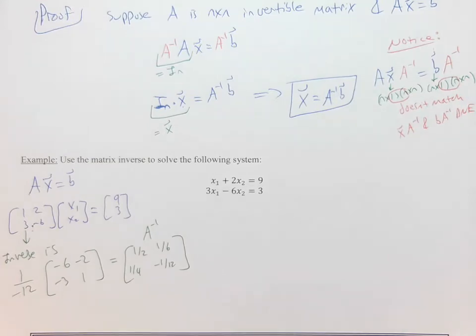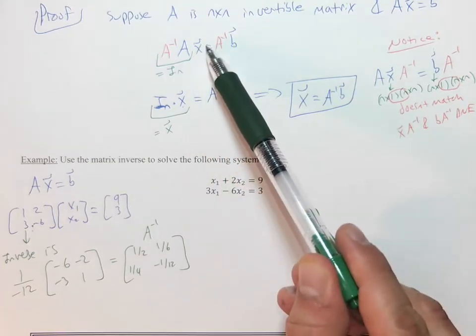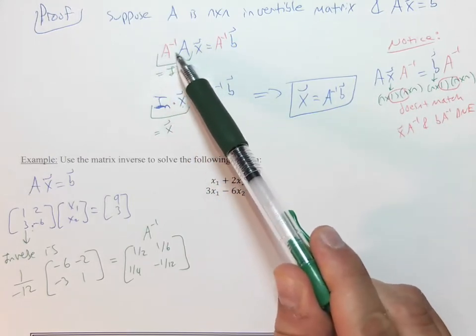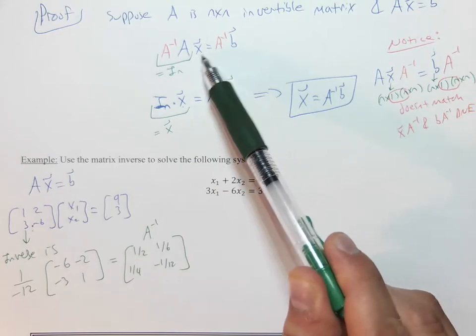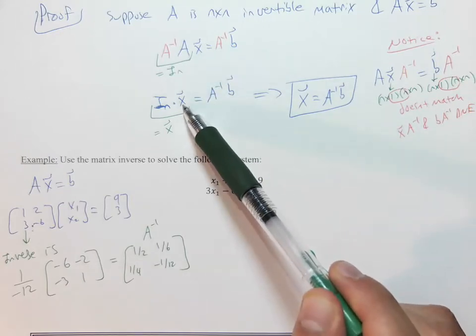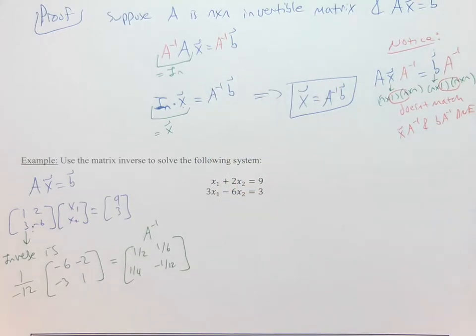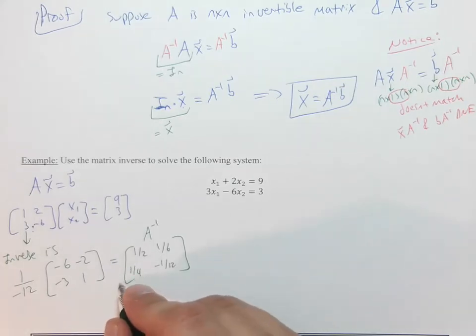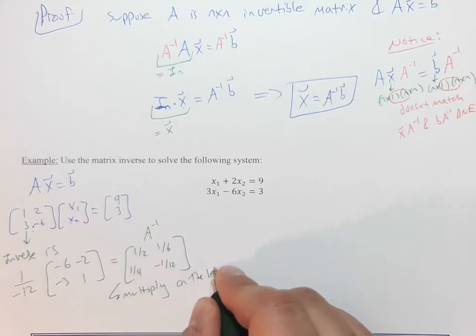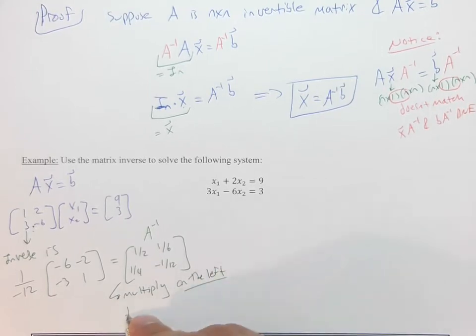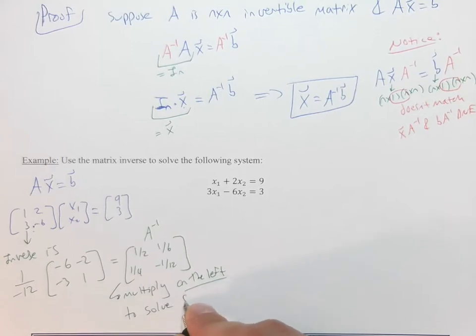And so that was useful because we can just do what we just did up here to solve this equation, right? We can just take the inverse and multiply it on the left side of the equation, on both sides, of course. It's just going to cancel on the left, and then the right side is going to be the answer. And so that's the next step. We're going to multiply. I want to point out on the left again. It's got to be on the left side to solve the system.